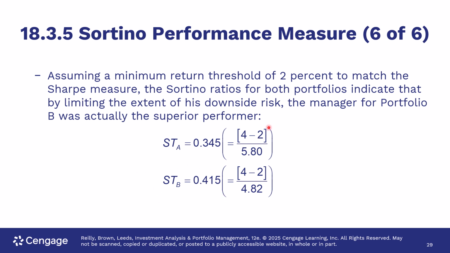Up here it says the manager of portfolio B was actually the superior performer. Let's make sure we know where these numbers are coming from. R bar A was 4, and so was R bar B. Minus tau divided by DR for the two funds. So fund manager B was superior to fund manager A using the Sortino ratio.